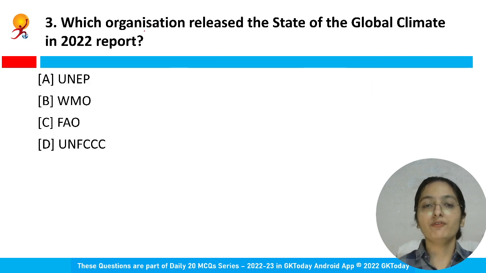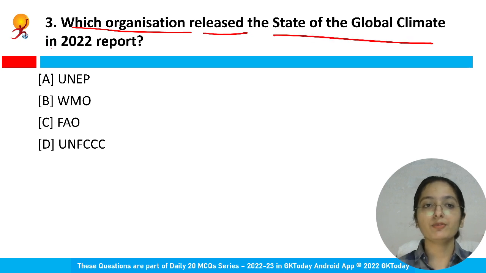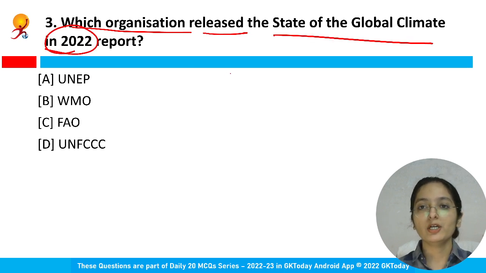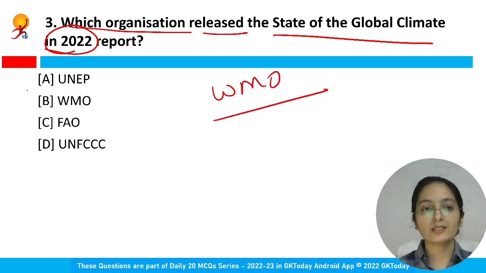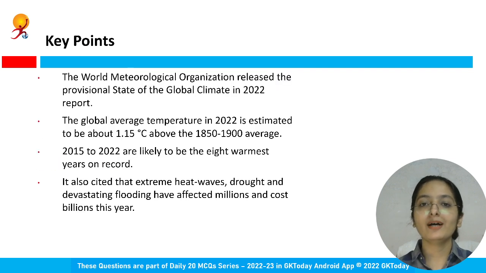Moving on. Which organization released the State of Global Climate report in 2022? Which organization is associated with it? Is there any answer like this? Correct. Option B, World Meteorological Organization is the one that releases this report.